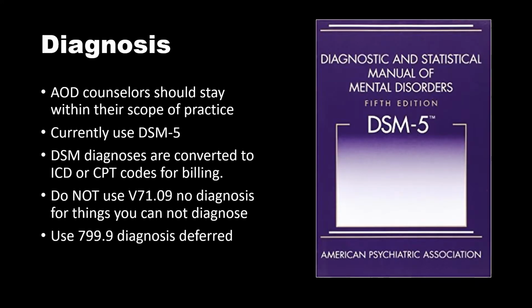The drug and alcohol counselor needs to know a little bit about diagnosis. The criteria for diagnosing that's most commonly used is the Diagnostic and Statistical Manual of Mental Disorders. The DSM-5 is the most current edition at this time and is published by the American Psychiatric Association.